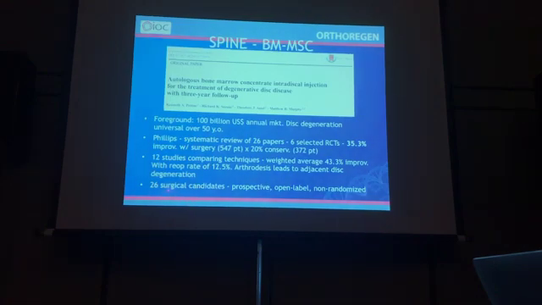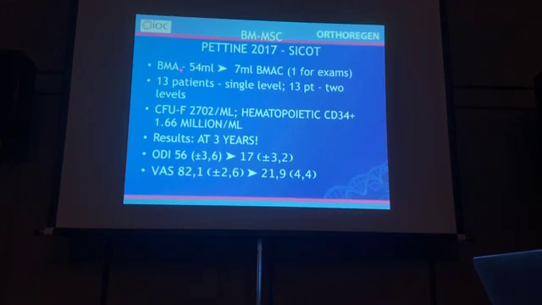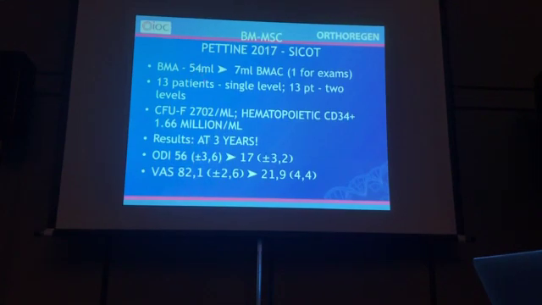Well, he gathered 26 surgical candidates. They were referrals for surgery. And he made a prospective, open-label, non-randomized cohort where he aspirated their bone marrows, 54 cc's, rendered 7 cc's for BMAC, 1 for the exams, and used 6 cc's. 13 patients had a single level shot to the disc, like a discography, and 13 patients a 2-level shot.